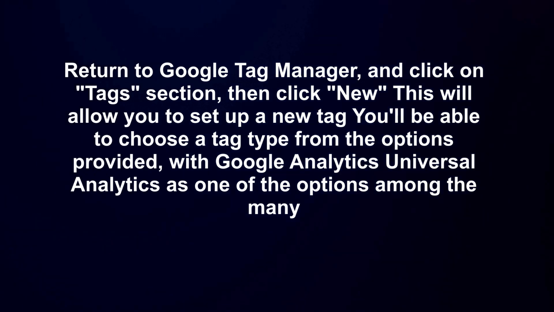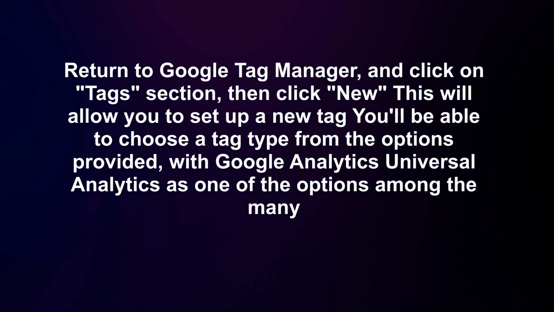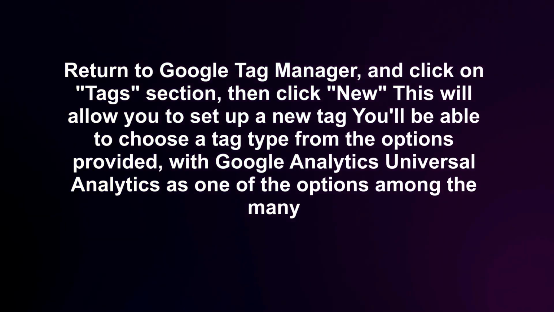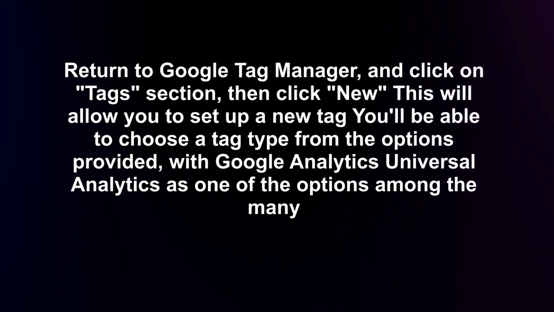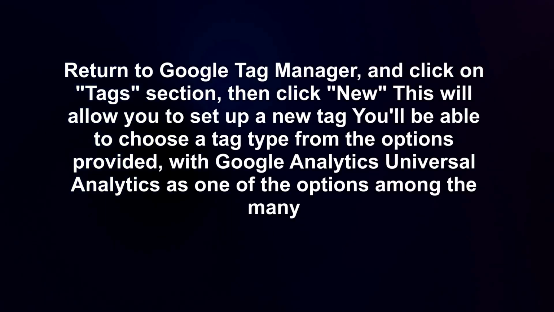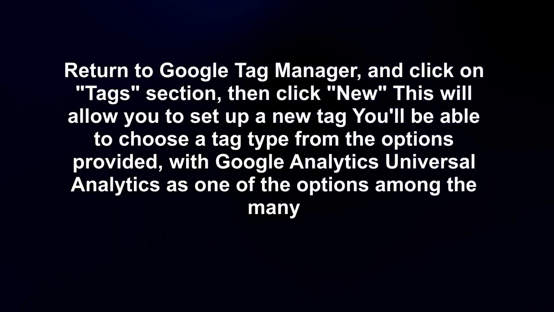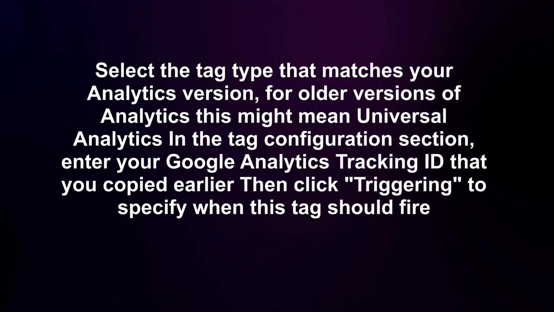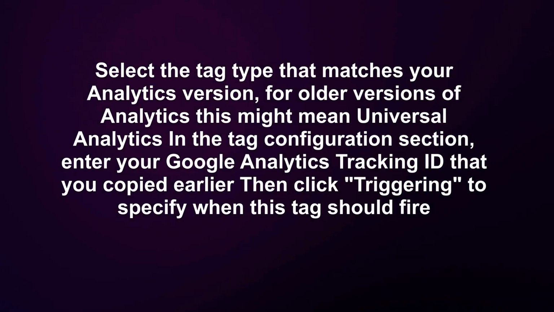Return to Google Tag Manager and click on Tags section. Then click New. This will allow you to set up a new tag. You'll be able to choose a tag type from the options provided with Google Analytics. Universal Analytics is one of the options among the many. Select the tag type that matches your analytics version. For older versions of analytics, this might mean Universal Analytics.